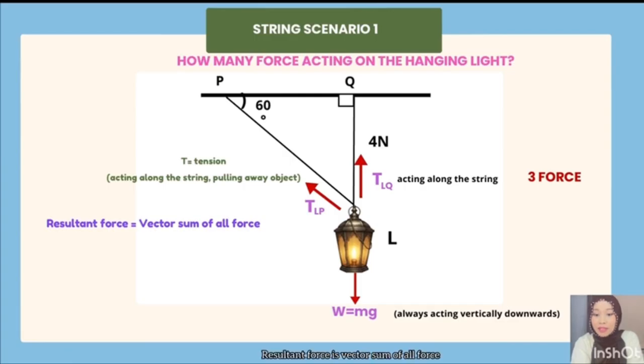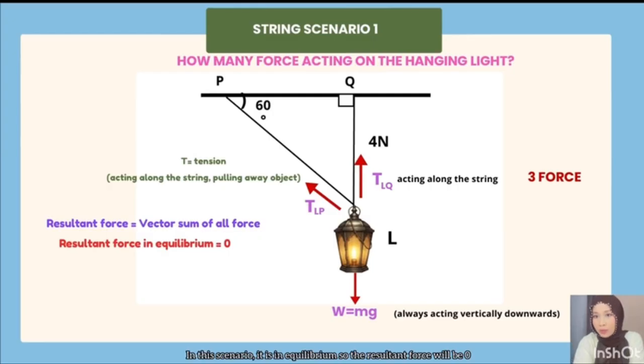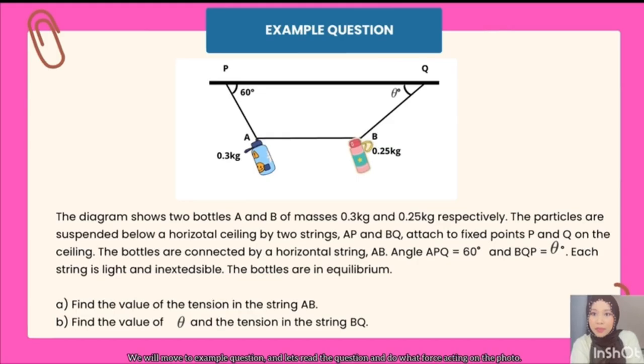Resultant force is the vector sum of all forces. In this scenario, it is in equilibrium, so the resultant force will equal 0. We'll move to the example question. Let's read the question and work out what forces are acting in the photo.